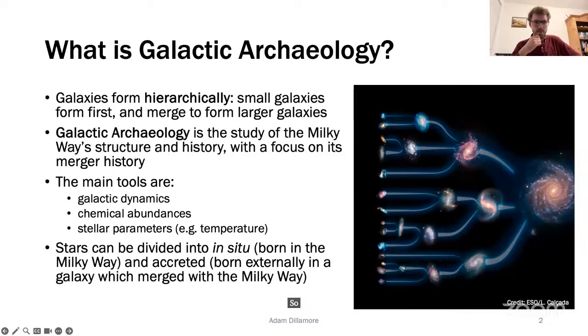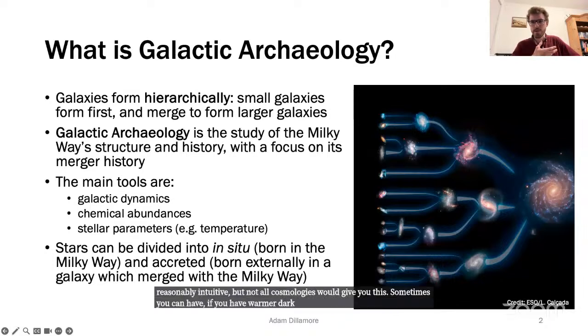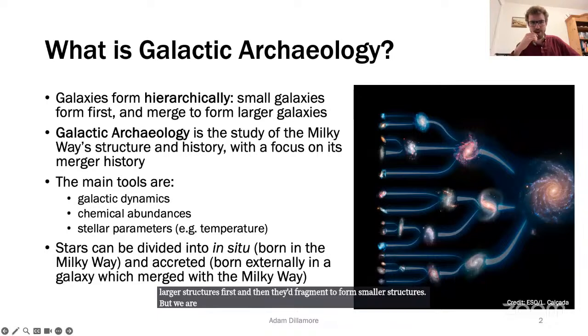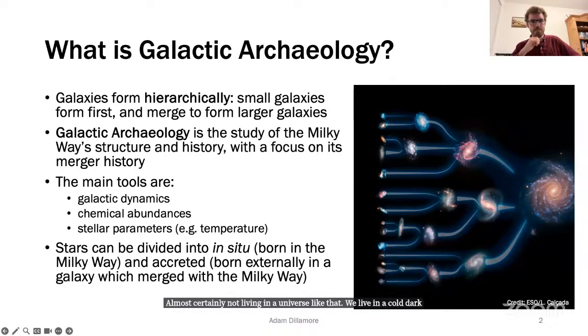This may seem reasonably intuitive, but not all cosmologies would give you this. Sometimes if you have warmer dark matter, i.e. dark matter that has a hotter temperature, that would mean you'd form larger structures first, and then they'd fragment to form smaller structures. But we are almost certainly not living in a universe like that. We live in a cold dark matter universe, which means that we have many small galaxies. The universe is dominated by light small galaxies, which merge with other galaxies like the Milky Way. So galactic archaeology is the study of these old galactic fragments which have merged with the Milky Way over its 14 billion year history.